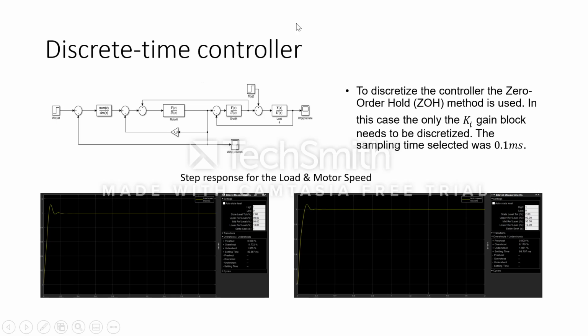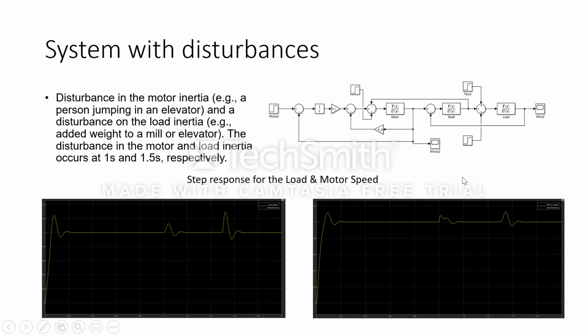For the discrete time control, I take the integral gain and discretize it using the zero order hold. The proportional gain, once discretized, will be the same value, so there is no need to discretize it. And here we can also observe the results, but I will show that later.